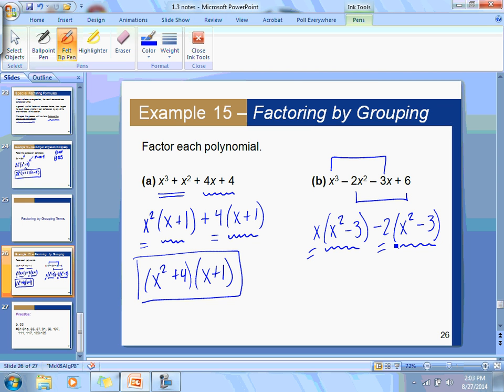So now I'm going to take those GCFs and I'm going to put them in their own parenthesis, x minus 2. And then I'm going to rewrite the common parenthesis just one time. And then that's it for that one.